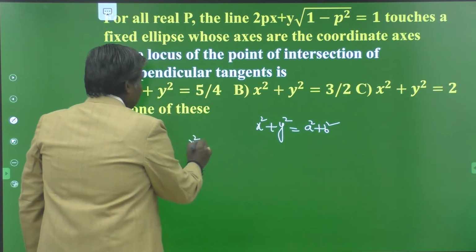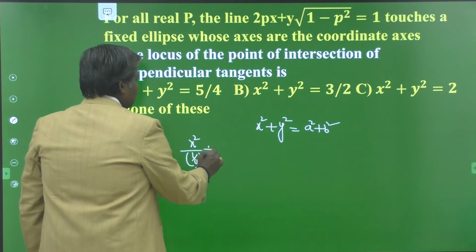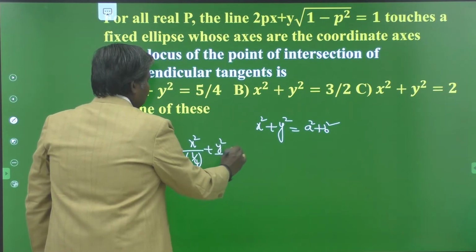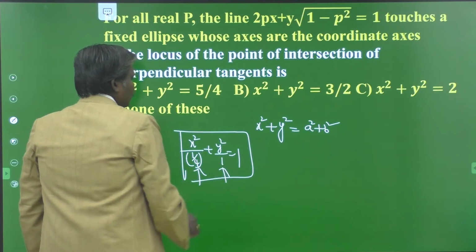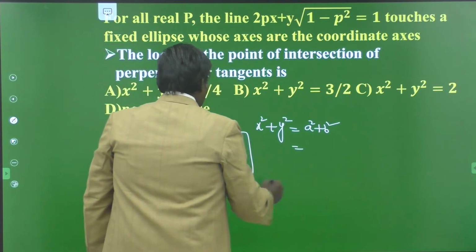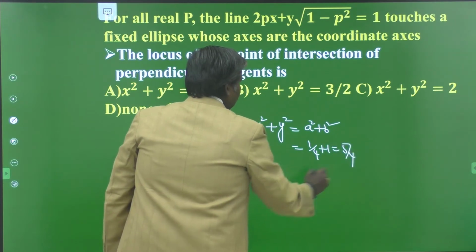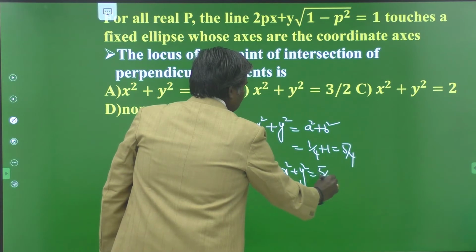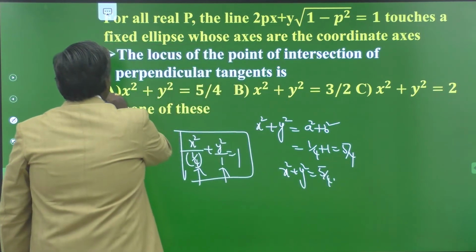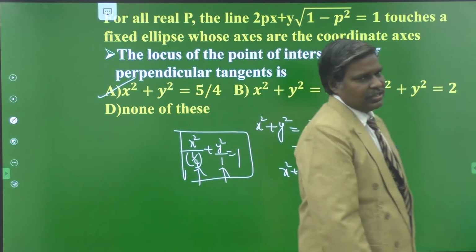Your ellipse equation is what? X square by 1 by 4 plus y square by 1 is equal to 1, you have. So this is a square, this is your b square, you just add them. 1 by 4 plus 1 is nothing but 5 by 4. So your director circle equation is x square plus y square is equal to 5 by 4. This is the locus of the point of intersection of perpendicular tangents.